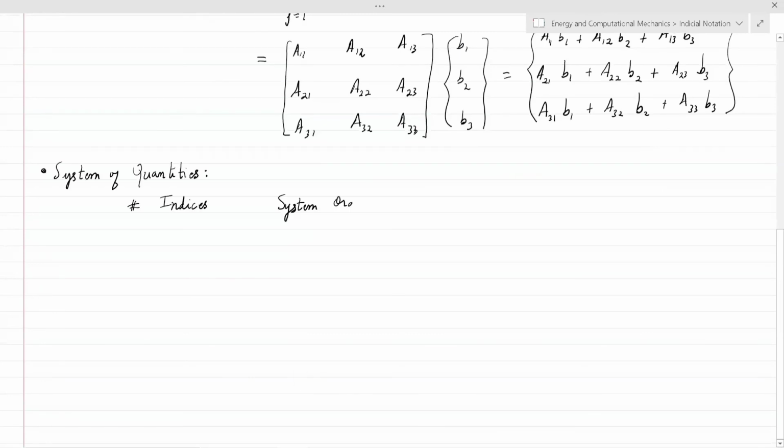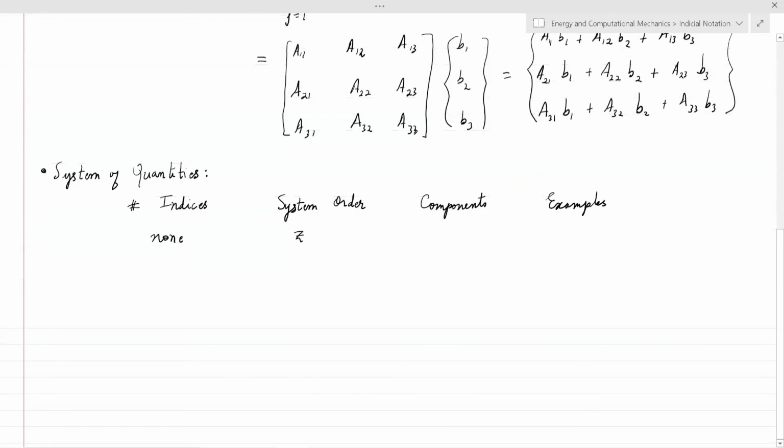So if I have a system of quantities, let me give you an example. I have a system of quantities and no indices are shown. That's a zeroth order tensor. If I have 0 indices, I only have one component, and the scalar is phi in this example. A good example of a scalar is temperature. In this case, phi could be a potential.